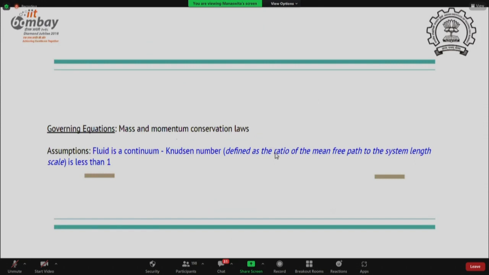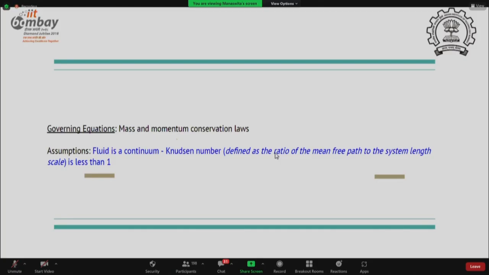Now, the basic form of the equations. First thing, the basic equations that we solve are the mass and momentum conservation equations, and the assumption that we make is that the fluid is a continuum. And I'm sure you would have discussed all these things in yesterday's session, so I will very quickly go past it. Okay. When we say the fluid is a continuum, what decides whether the fluid is a continuum or not? It is the Knudsen number, which is defined as the ratio of the mean free path to the system length scale, and this ratio has to be less than 1.